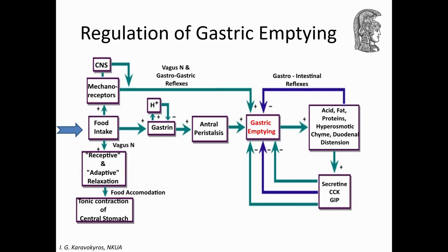Food in the duodenum and duodenal distension exert a negative influence on gastric emptying. Fat, or protein, or acid, or increased osmolarity in the duodenal lumen all delay gastric emptying. This is achieved by the activation of an inhibitory duodenogastric reflex, as well as the secretion of hormones like secretin, cholecystokinin, and gastrointestinal polypeptide, which also inhibit gastric motility. The outcome is a delay of gastric emptying.